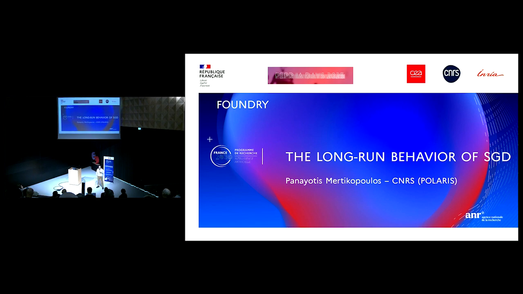As Karteek said, I represent the Foundry project, which is about the foundations of robustness and reliability in AI. And I am in the POLARIS team in Grenoble.